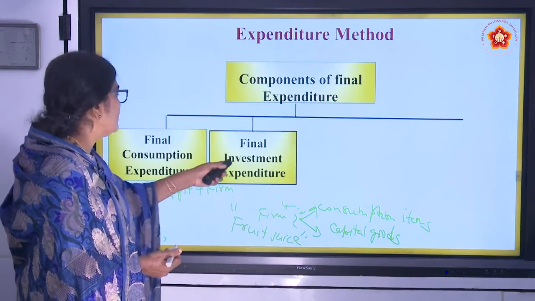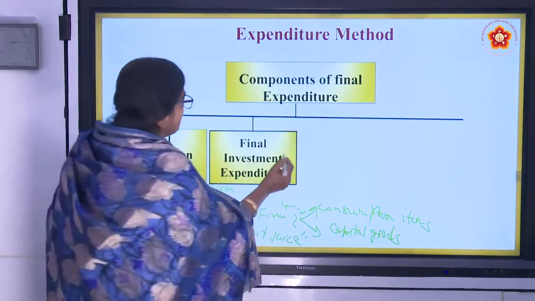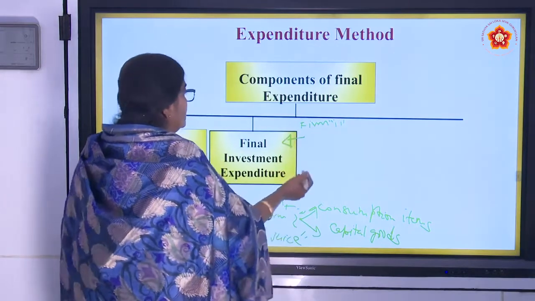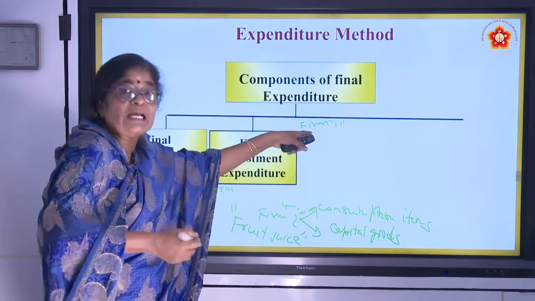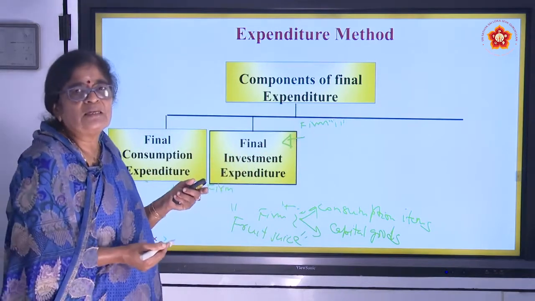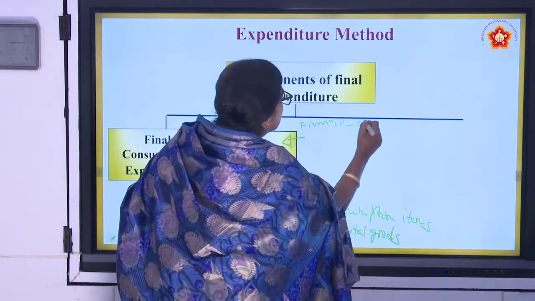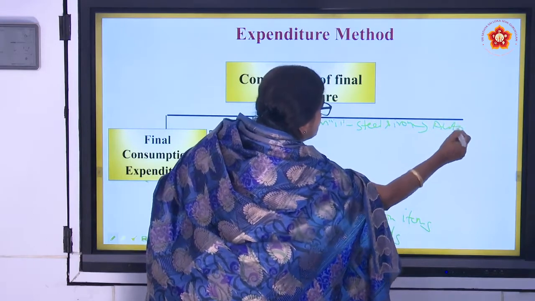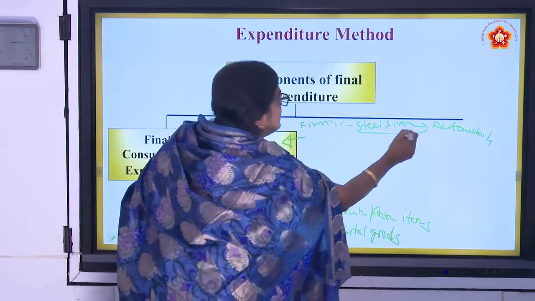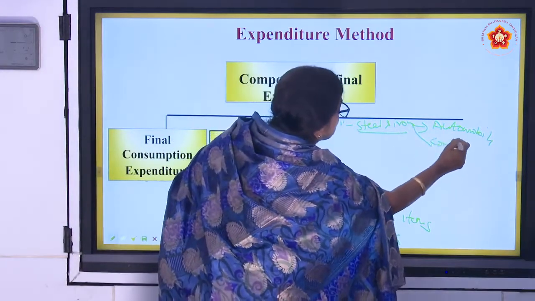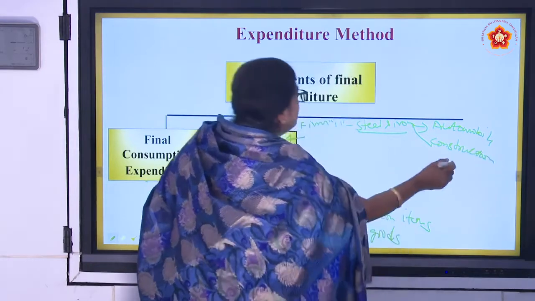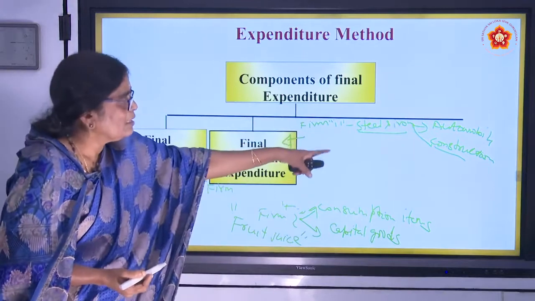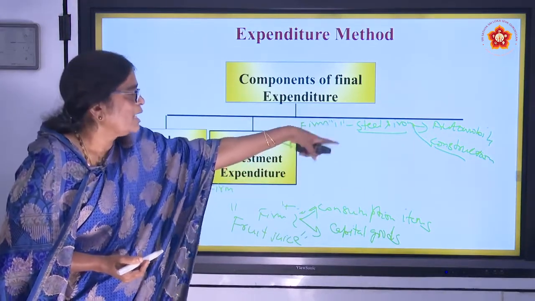And the next one, final investment expenditure. We are considering investment expenditure in the sense that firm I produces capital goods also. Therefore, other firms, other industries, buy capital goods from firm I. For example, we say firm I produces steel and iron. Then which industries will take it? The automobile industry will purchase steel and iron from this firm I, and the construction sector will buy steel and iron for their construction purposes. These are all other firms: automobile industries, construction industries. We are calling them other firms.